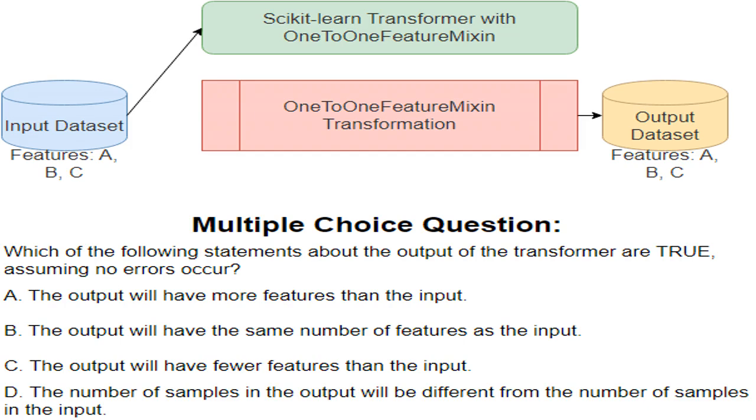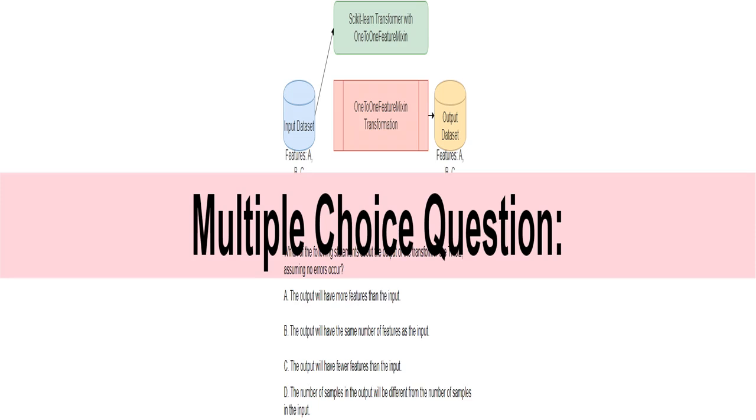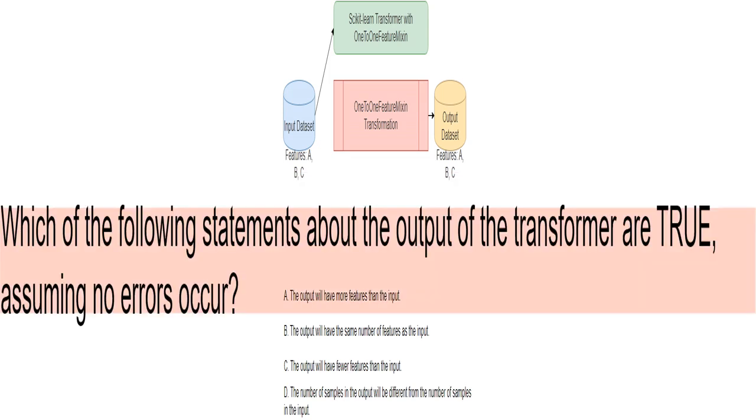This option is correct. Because of that one-to-one relationship, I will have the same number of features after applying the transformer. This option wrongly claims the transformer removes features. Again, the OneToOneFeatureMixin keeps all features.